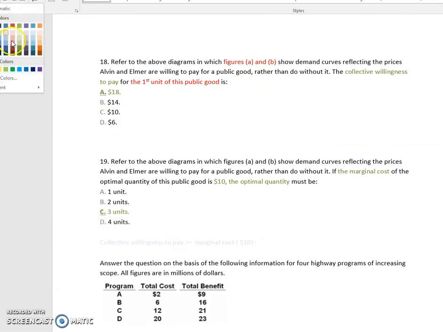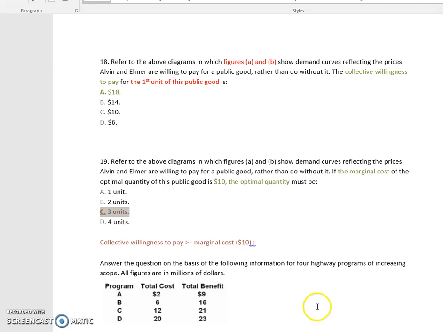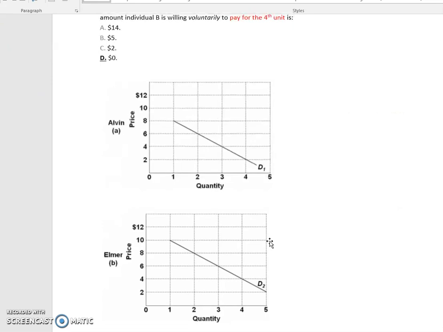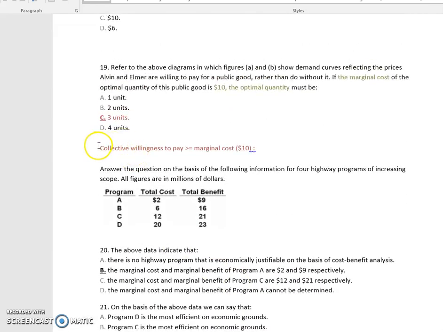And that truly is the answer, right? They are telling us it is 3 units here. So let us see why not 4 units. For 4 units, look at that. Alvin wants to pay $2, and for 4 units Elmar wants to pay $4 only. 2 plus 4 is $6, right? The condition is that collective willingness to pay has to be greater than or equal to marginal cost. But that $6 is actually less than the marginal cost of $10, right? So that is not going to work.